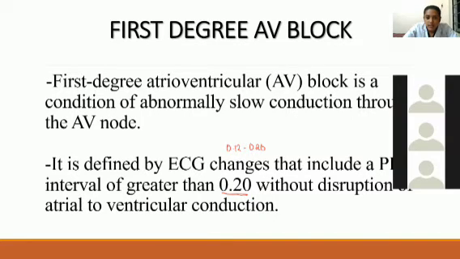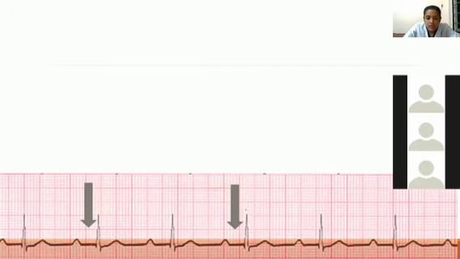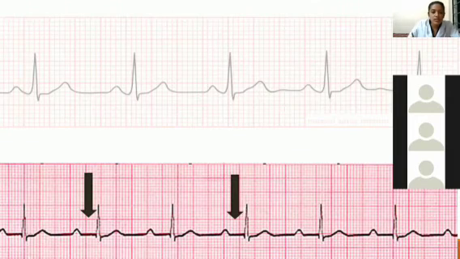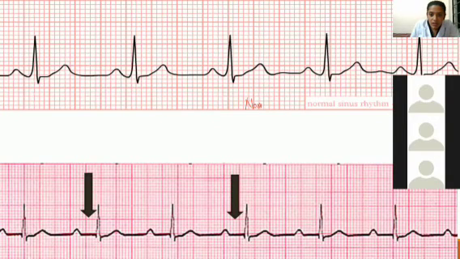Okay. So we can see the ECG. This is the first degree AV block. We can compare it with a normal ECG. So this is a normal ECG. Can you appreciate? After the P wave, only a small delay is there. You can see in every lead, only a small delay before the QRS complex.